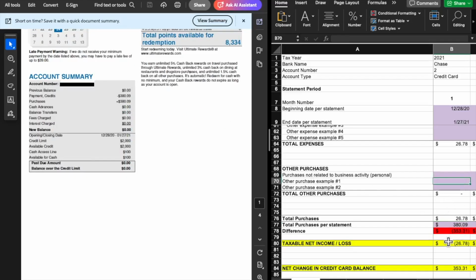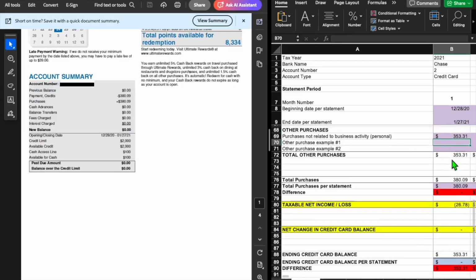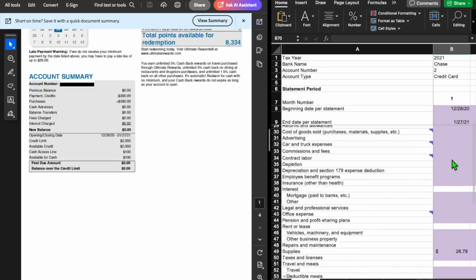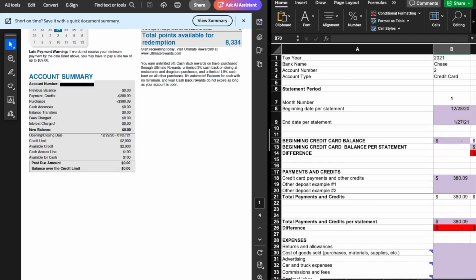So if I didn't have this here, the difference between the 26 and the 380 is 353. And we know that that's all going to be personal, so I'll just type in 353, and that's it. So you're done with this month. Moving on to the next month.